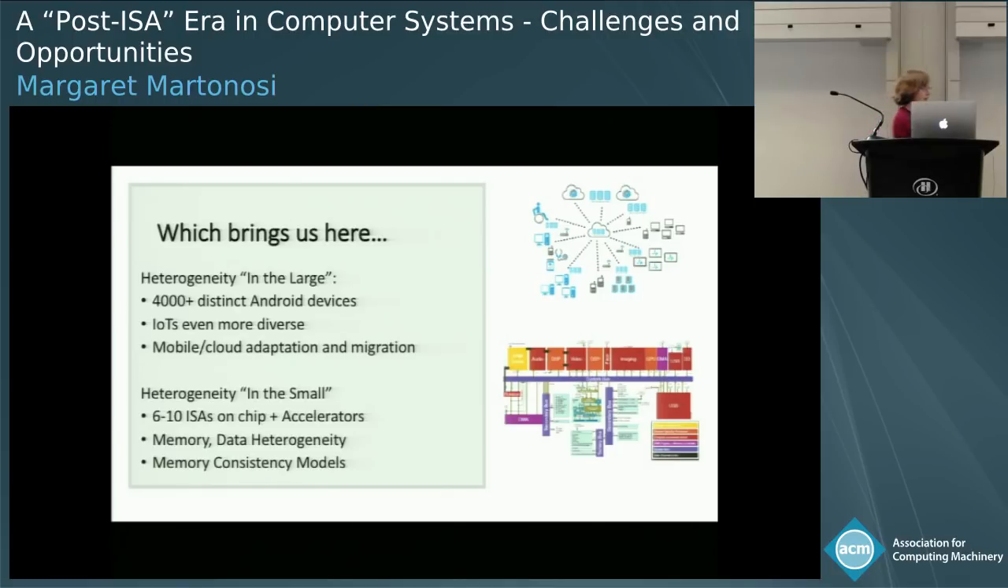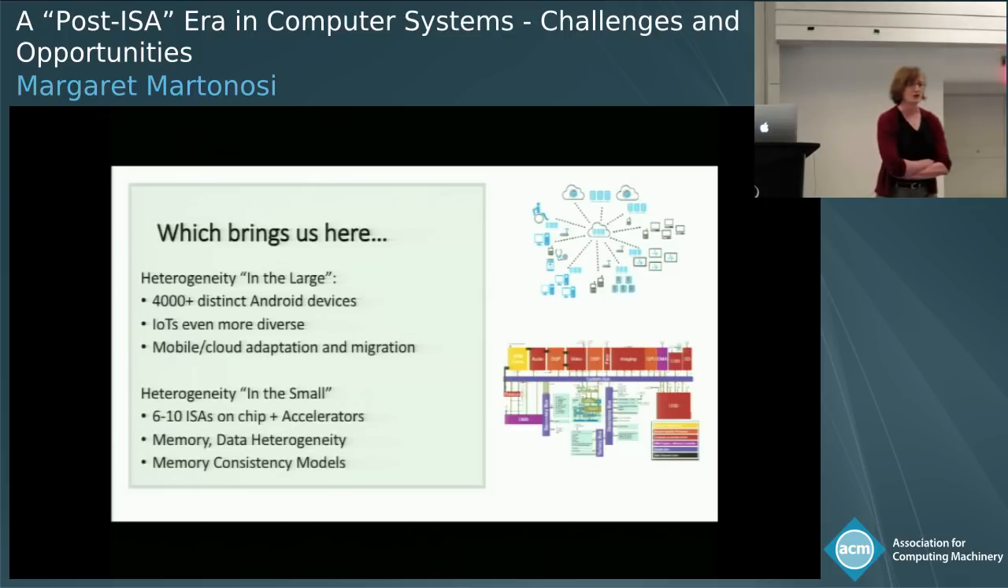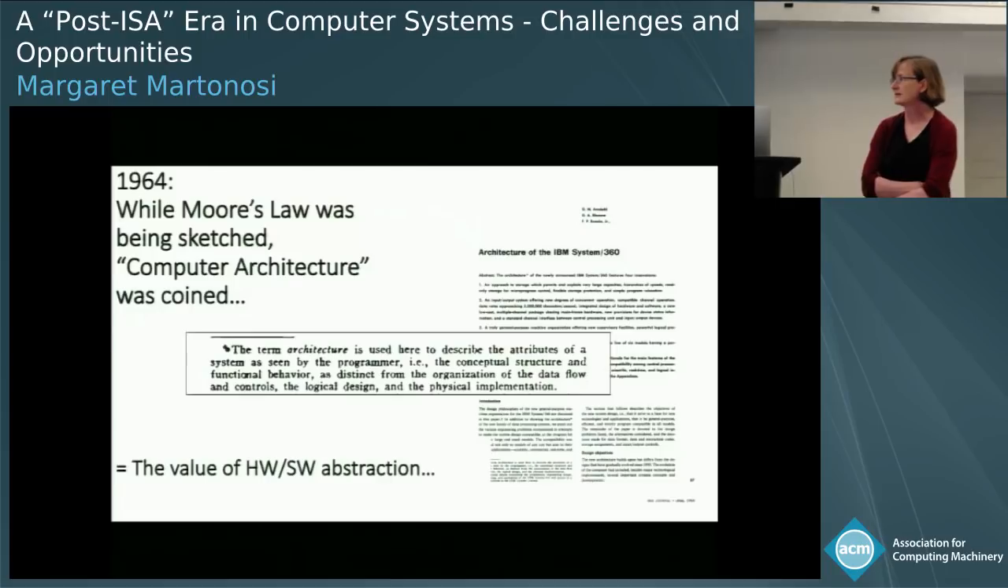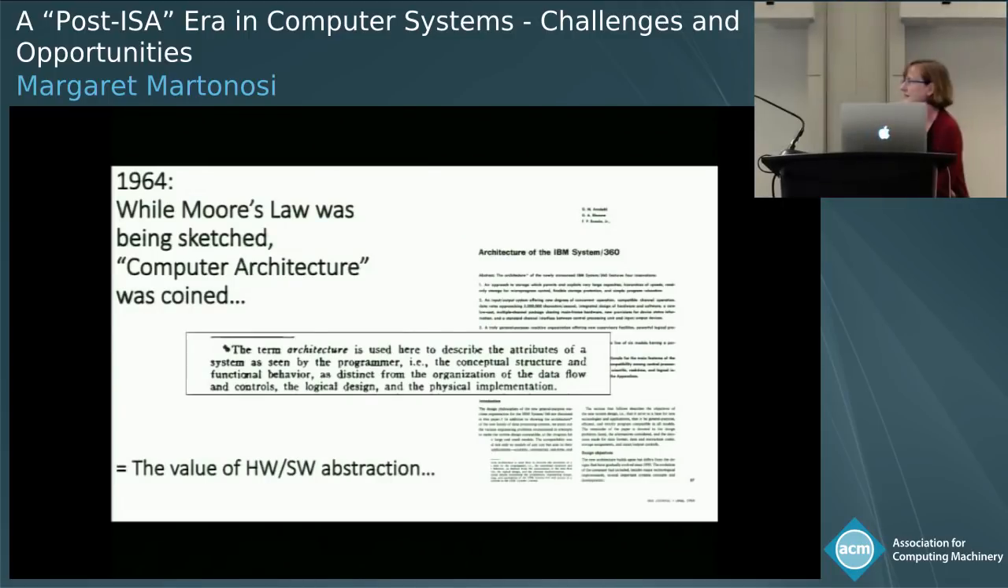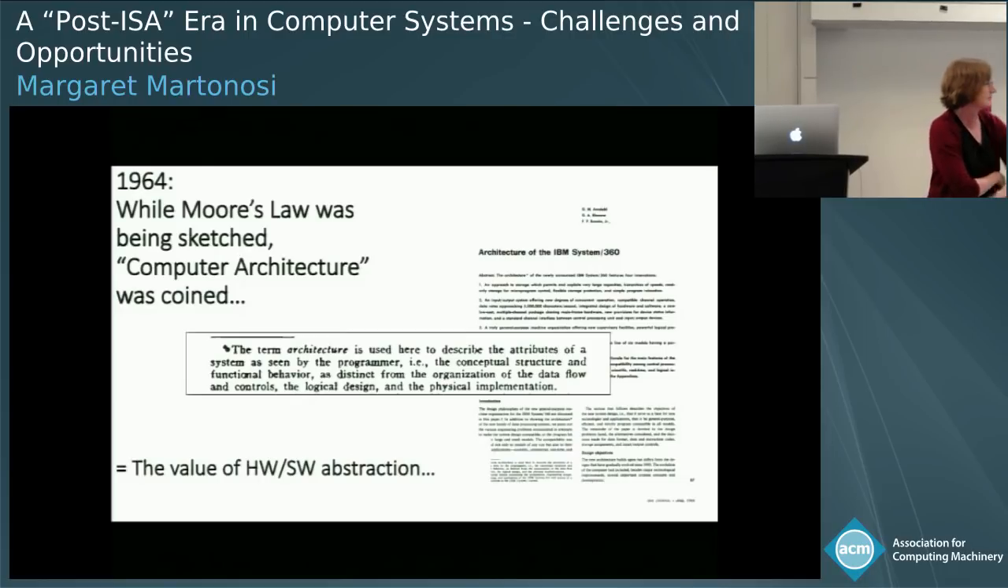So we talk a lot about Moore's Law and how it began in the mid-60s. One thing that we talk less about, but it's worth remembering, is something else was born in 1964. Well, I was too, but in addition to Moore's Law and me, computer architecture was born in 1964. It was actually the paper that I show the front page of on the right, a seminal paper by Amdahl, Blaauw, and Brooks that laid out the concept of an architecture for IBM System 360.